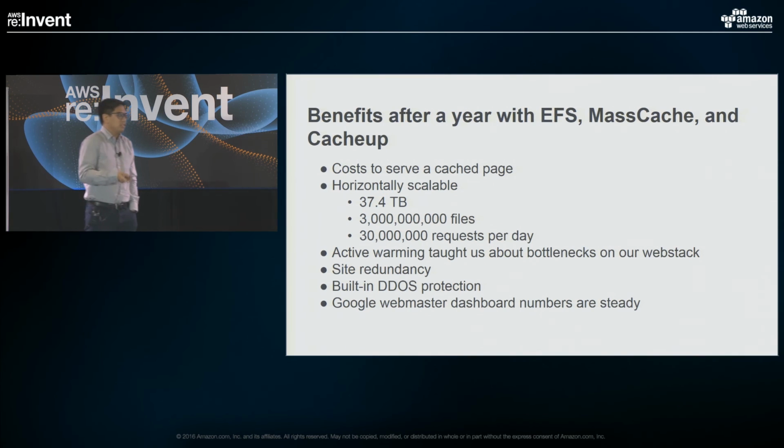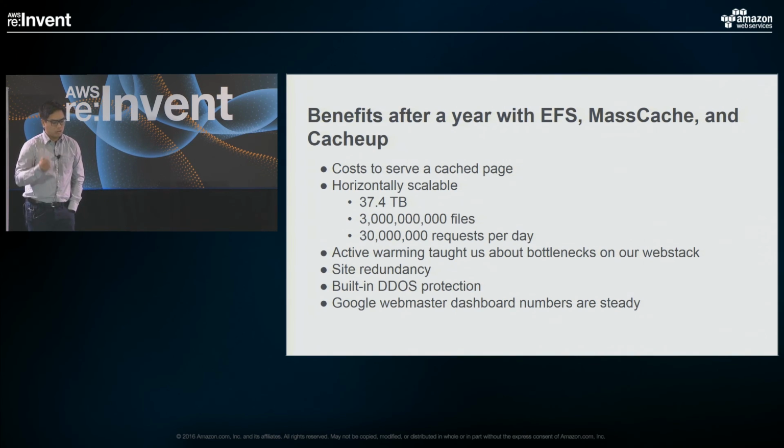So what are the benefits of living with this infrastructure for about a year? Cost to serve a cache page is significantly less than cost to serve a page from origin, because our EFS costs are standard. Mass cache is simply a simple Node.js that spins up on a T2 micro, and it's horizontally scalable. Let's go over these numbers again. I've been saying them over and over all the time. But 37.4 terabytes, 3 billion files, and around 30 million requests per day. That's the definition of hopefully horizontally scalable.